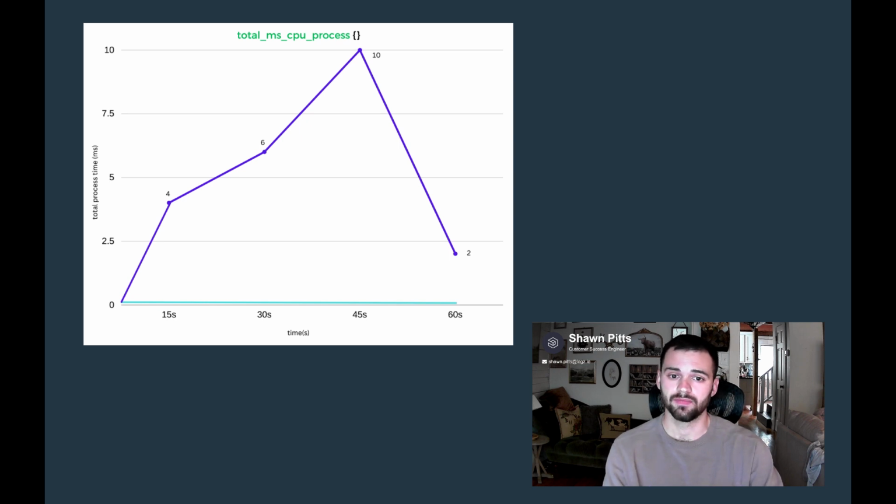Now, let's take a look at a simple graph here that's calculating the total milliseconds of a CPU process. You can see on the y-axis here that we have the total processing time in milliseconds. On the x-axis, we have time in seconds. And then we have our data points or our time series plotted over time.